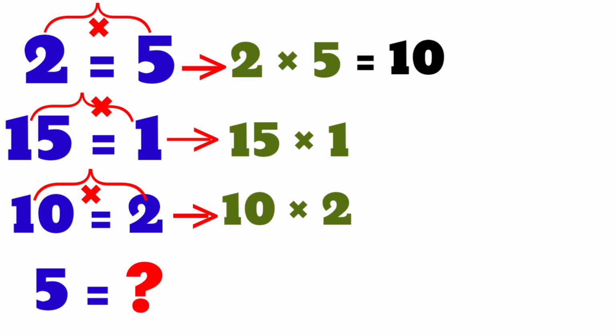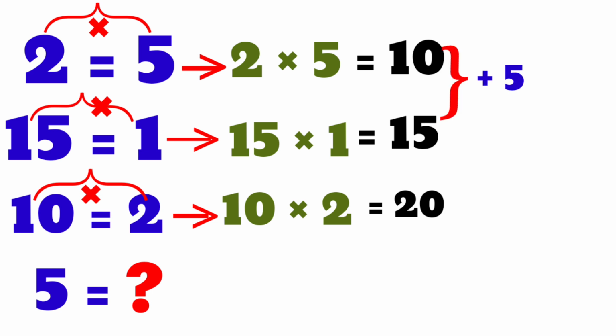Multiplication of 2 and 5 is 10. Multiplication of 15 and 1 is equal to 15. Multiplication of 10 and 2 is equal to 20.